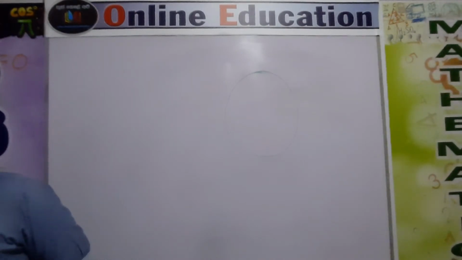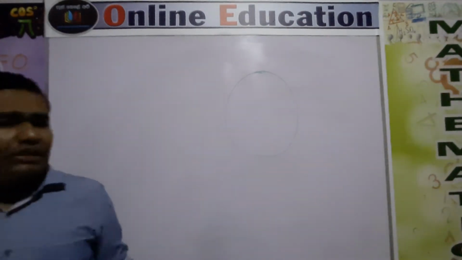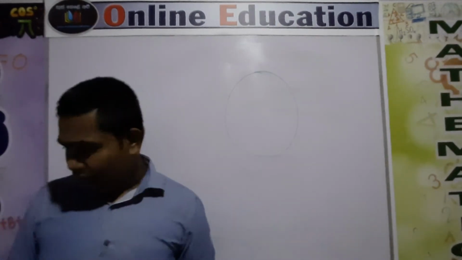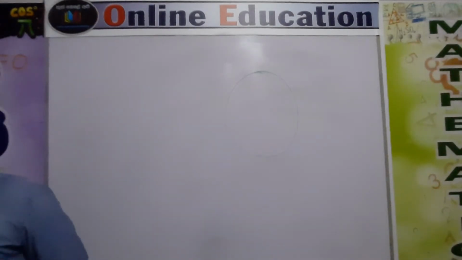And in this chapter, I think you have the knowledge to understand circular shapes in your environment. That's a very simple thing.